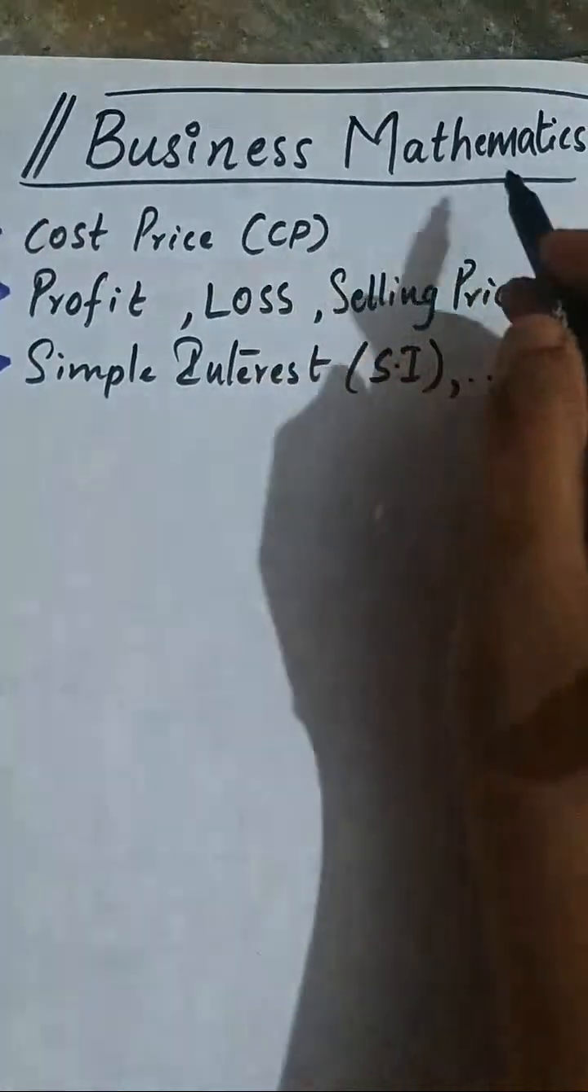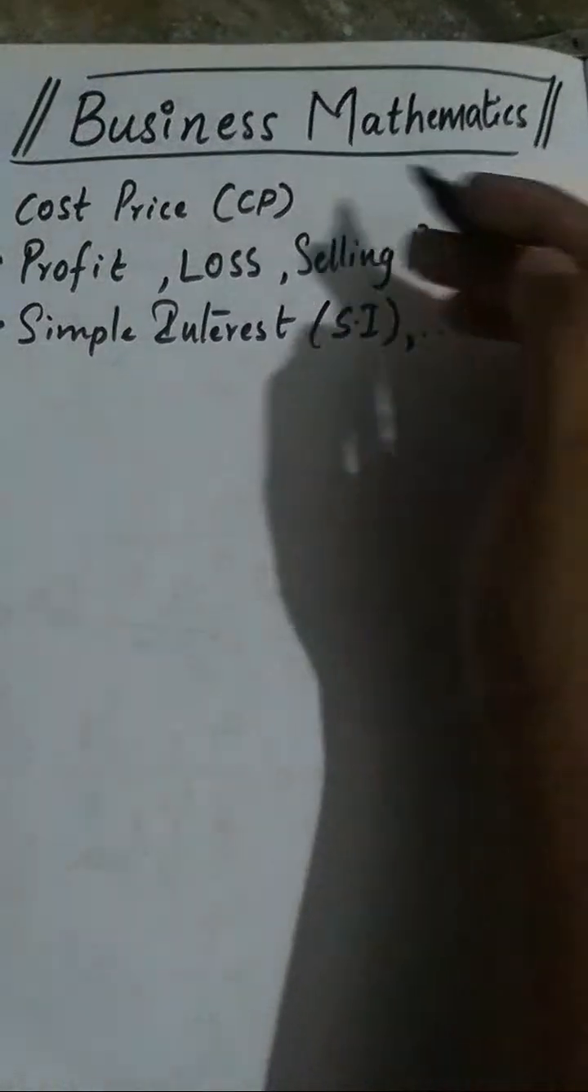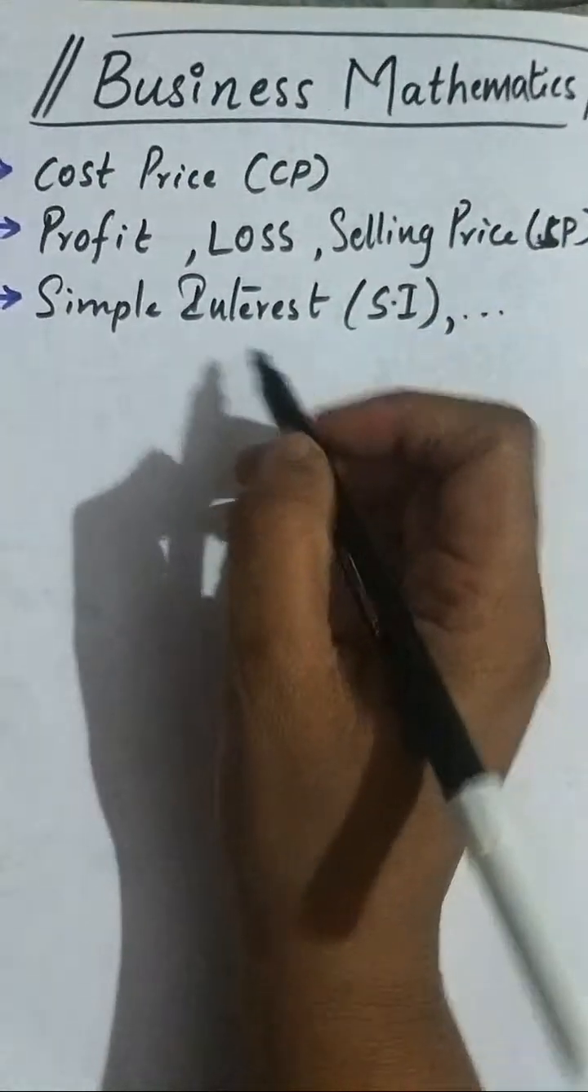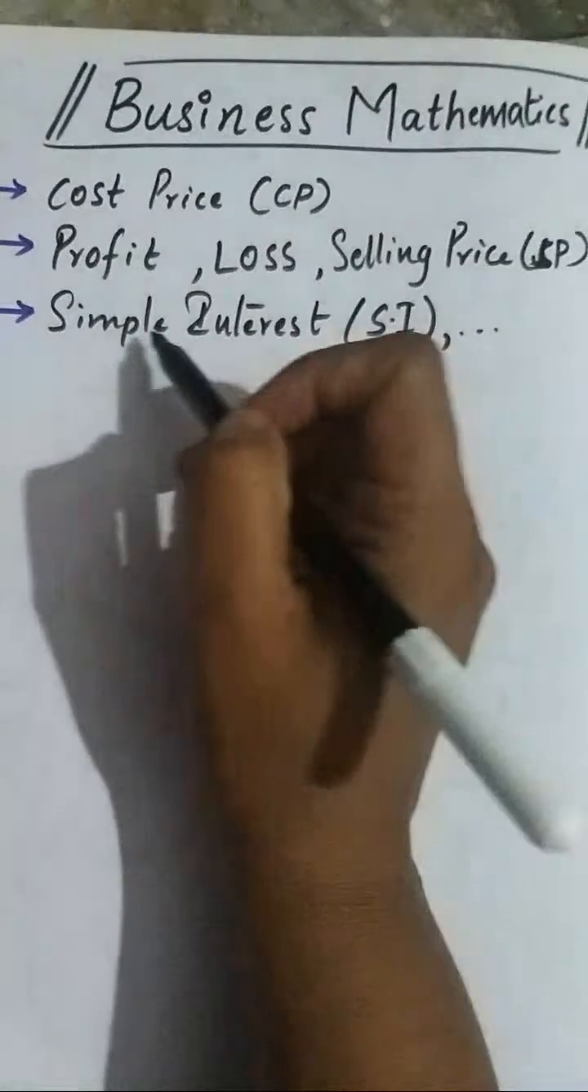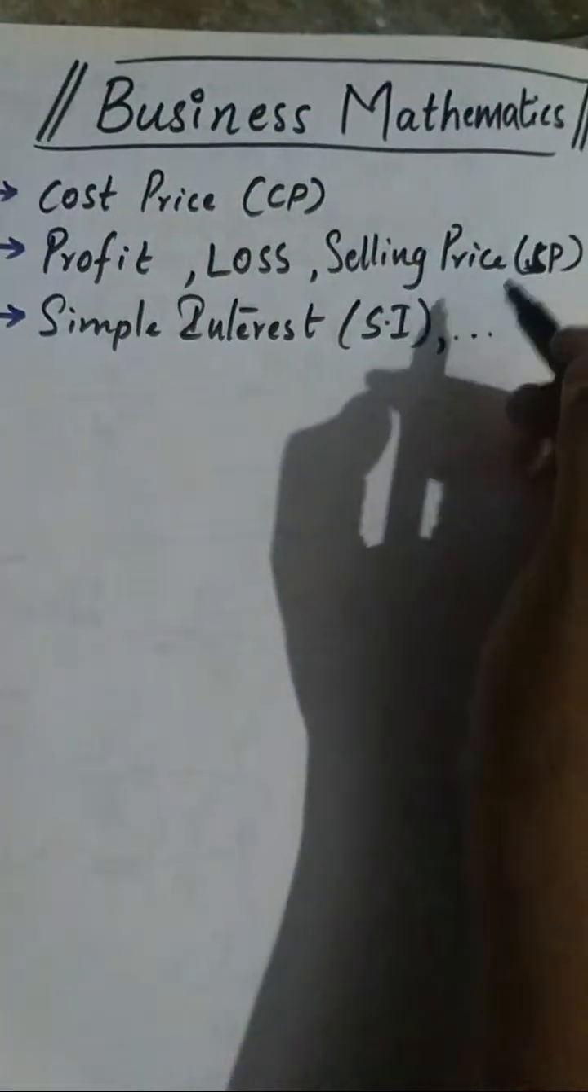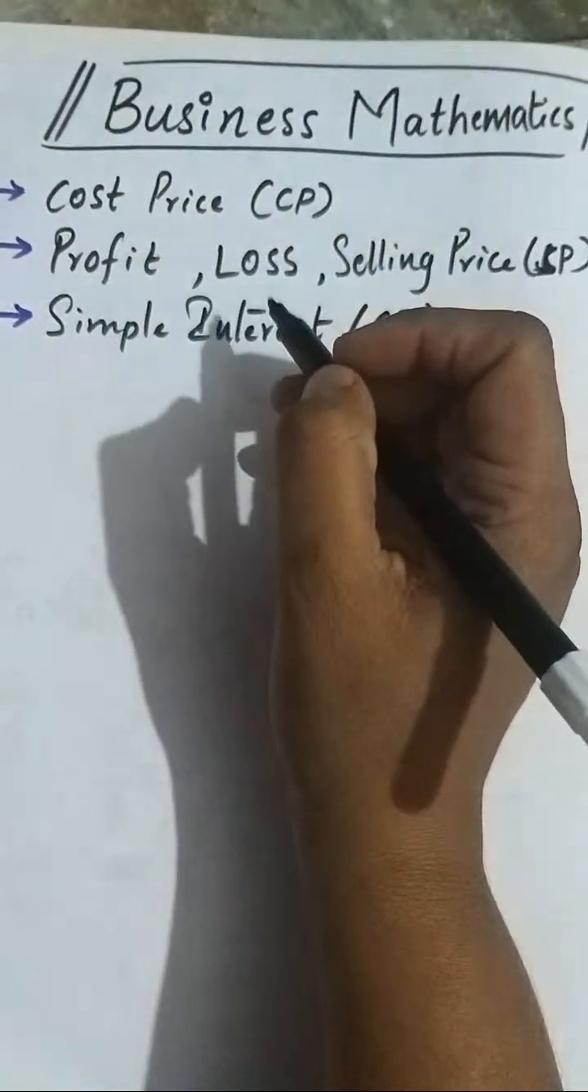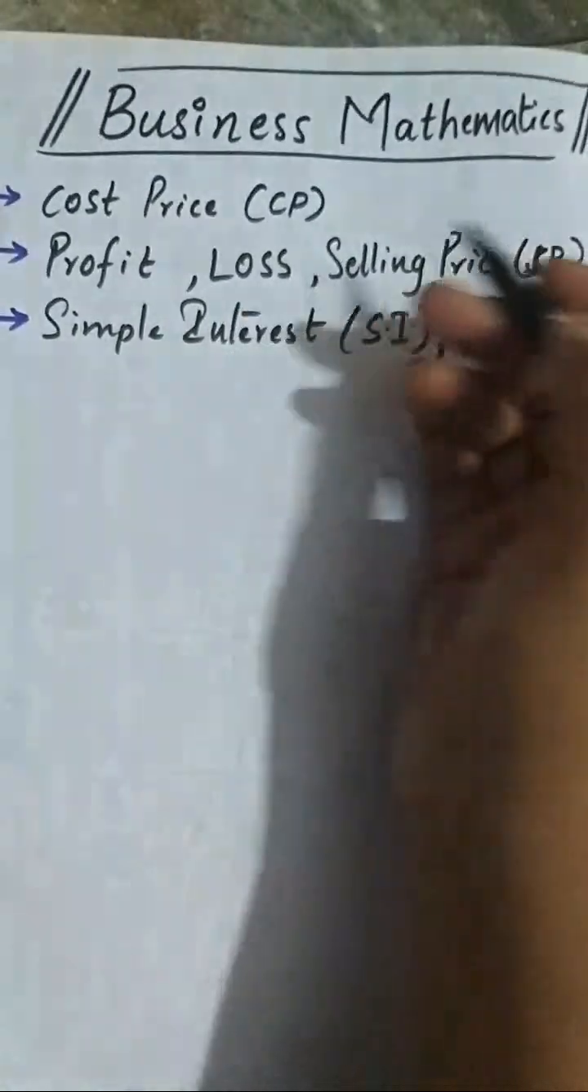Topic about business mathematics. In this business mathematics we are going to learn what is cost price, profit, loss and selling price, simple interest. How will we find this? By using this we have to find the problems.